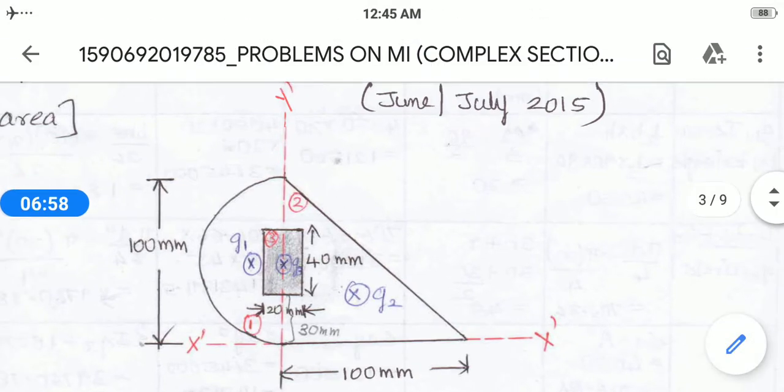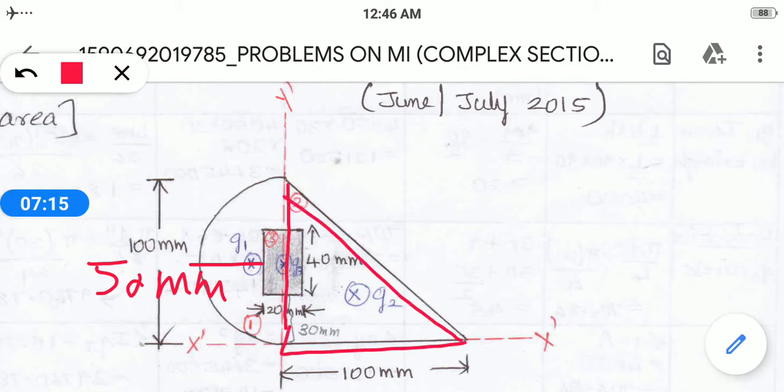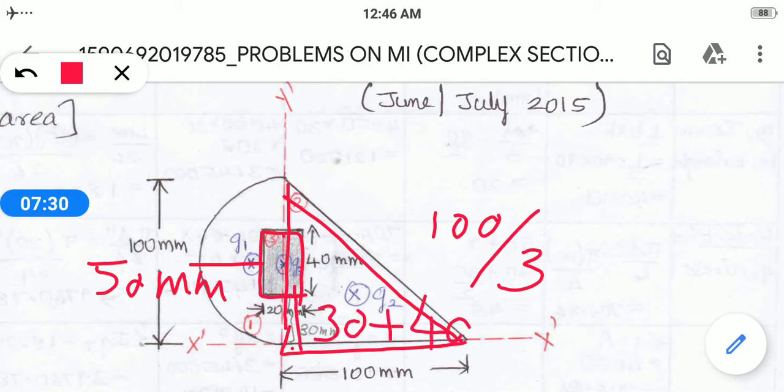So for the semicircle, it is equal to height divided by 2. What is the height of your semicircle? It is 100 divided by 2, which gives you 50 mm. So y is equal to 50 mm for the semicircle. For the right angle triangle, it is equal to h divided by 3. So it will be equal to 100 divided by 3. For this rectangle, we need to take it from the x-axis. From the x-axis, it is already 30 mm above. So 30 plus 40 divided by 2. This is your y.